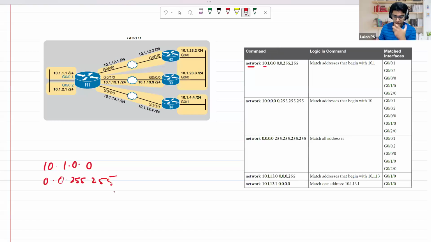What OSPF does, as I said, is advertise the network. Now, from OSPF's perspective, how is it advertising and where is it advertising? You just heard me saying two things: how is it advertising, and where is it advertising. We will try to understand this with the network command and wildcard mask combination. So listen to this very carefully.